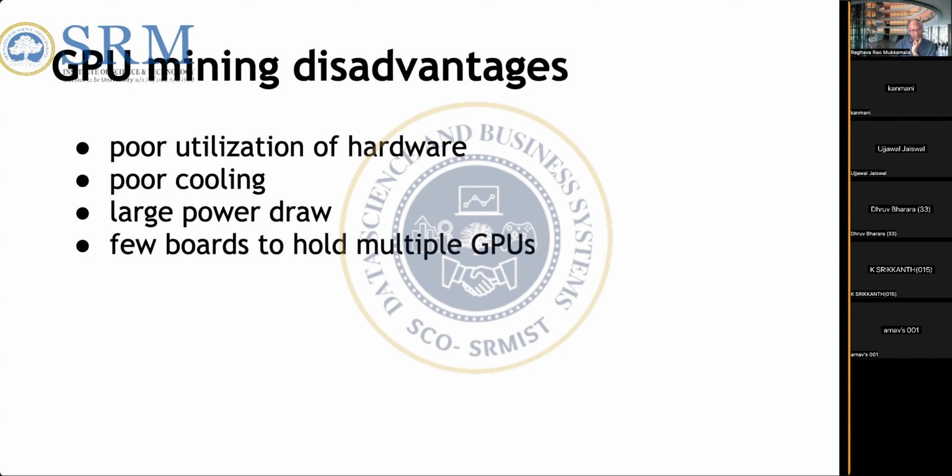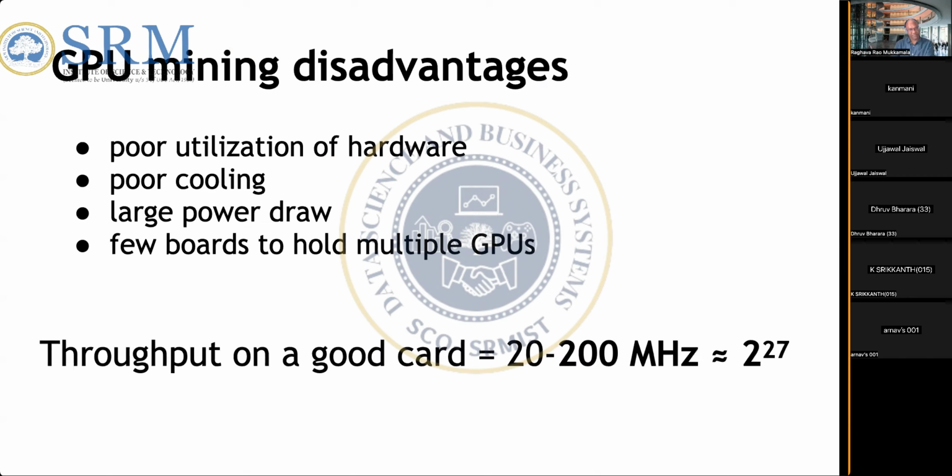But again, they have some disadvantages: poor utilization of the hardware, poor cooling, and large power draw. They consume a huge amount of power, and each CPU can hold only a few GPUs. But the throughput is much better. You can see here it is a thousand times better than the CPUs.